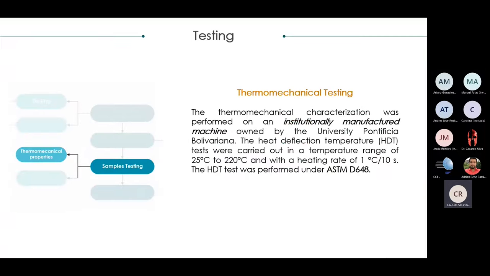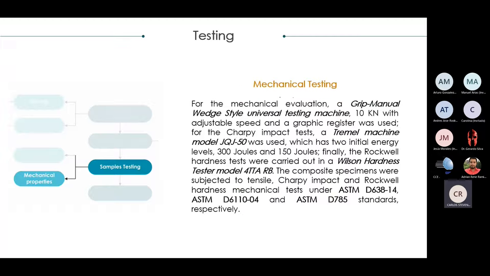Then we have the thermomechanical testing. Here are the samples for testing. Of course, this is the HDT. This is the norm you can see here. And then we have the mechanical testing. For this mechanical evaluation, this is the reference of the machine used to evaluate tensile strength, Charpy impact, the hardness, and the HDT. And of course, all the norms, all the standards, respectively, that we used.